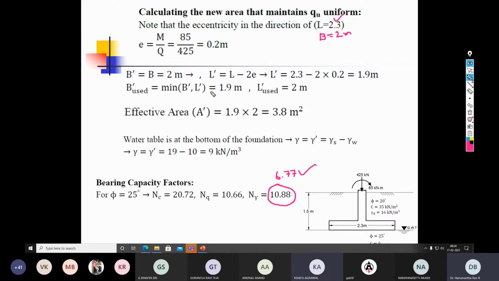So therefore L dash is L minus 2e, and B dash, since there is no eccentricity, you don't need to apply any eccentricity correction. And once L dash and B dash have been calculated, you need to make a small readjustment again. That readjustment is B dash to be used is minimum of B dash or L dash. So here it is 1.9 meter. So B dash will become 1.9 meter and L dash to be used is 2 meter.